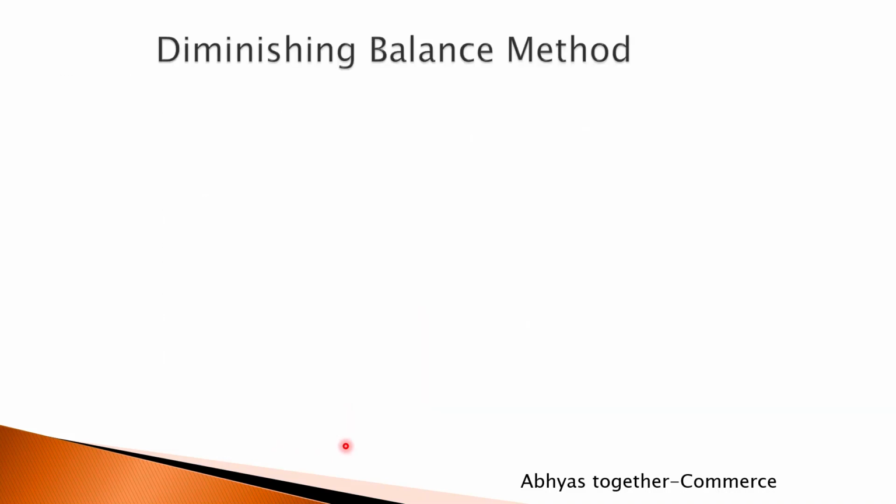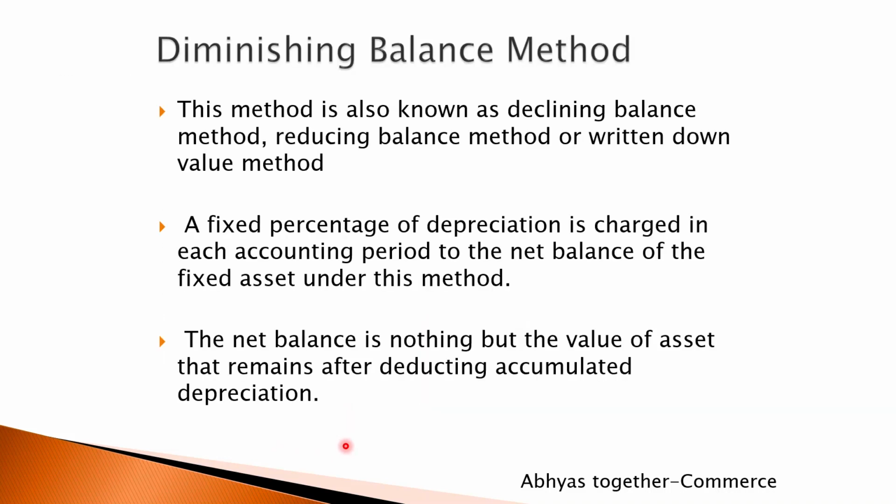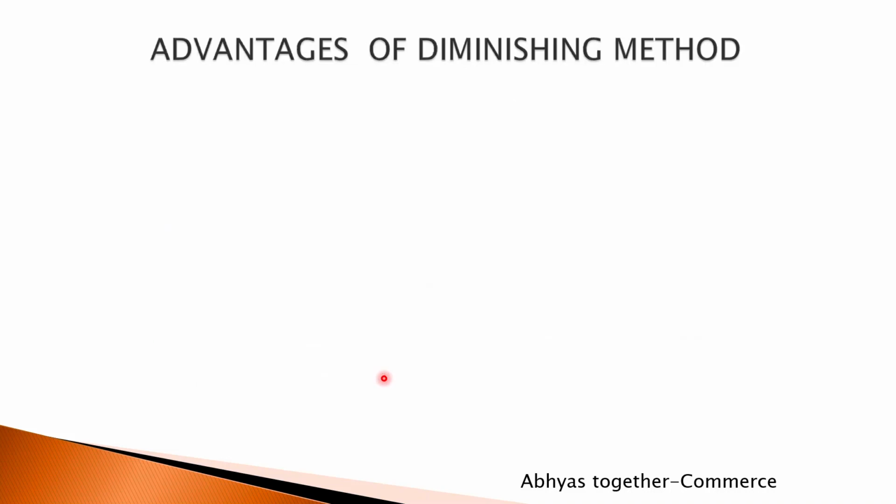Then moving to the diminishing balance method, it is also known as written down method or reducing balance method. Under this method, a fixed percentage of depreciation will be charged on the net balance of the fixed asset. That means whatever is the worth of the machinery, on that we calculate the depreciation. The net balance is nothing but the value of the asset that remains after deducting the accumulated depreciation.